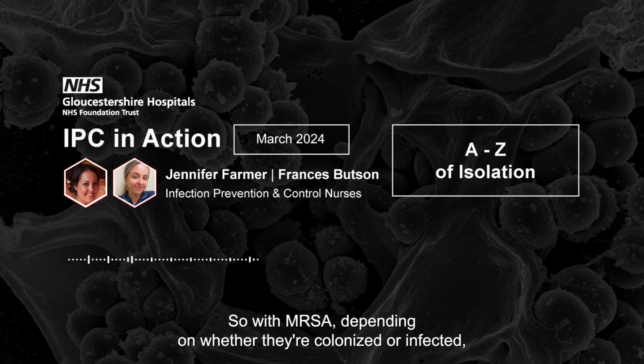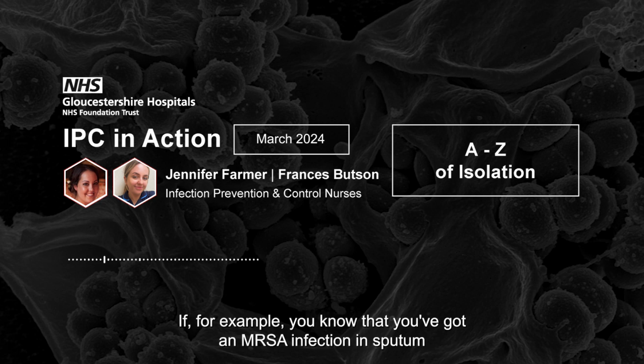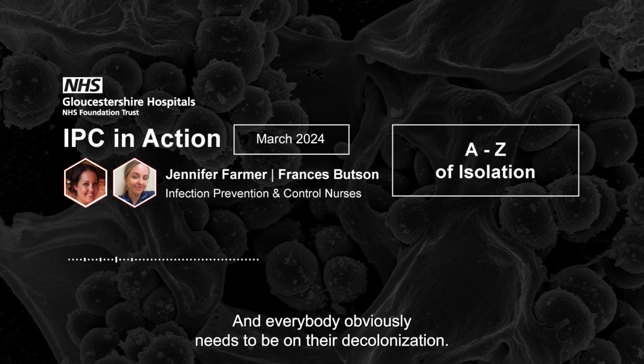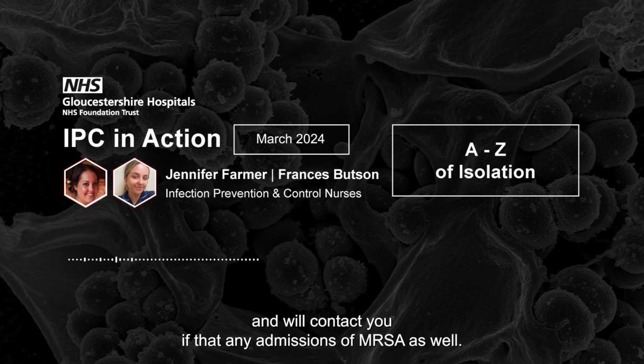MRSA. So with MRSA, depending on whether they're colonised or infected, ideally they need to be isolated for the whole of their admission. If, for example, you know that you've got an MRSA infection in sputum or in an open leaking wound, that is a high priority for isolation. Everybody obviously needs to be on their decolonisation, so it's always going to be a high priority, and we'll contact you if there are any readmissions of MRSA as well. Hopefully then we can get them into a side room.